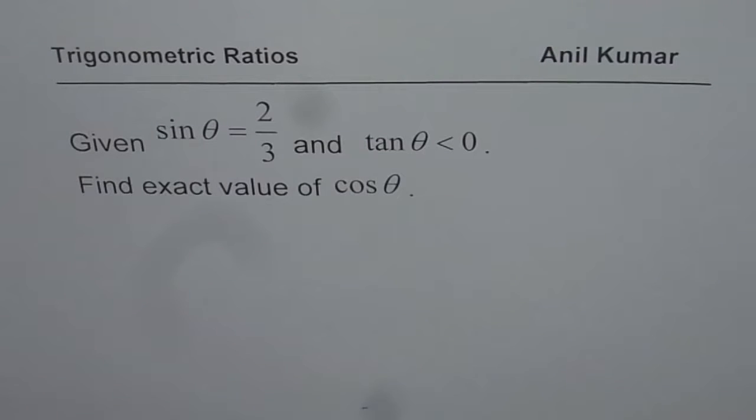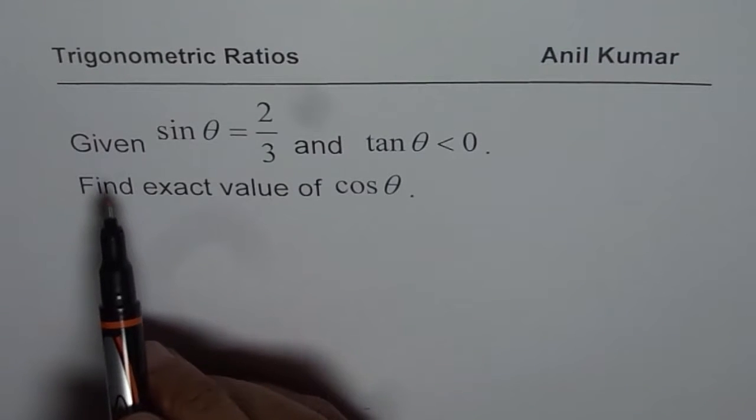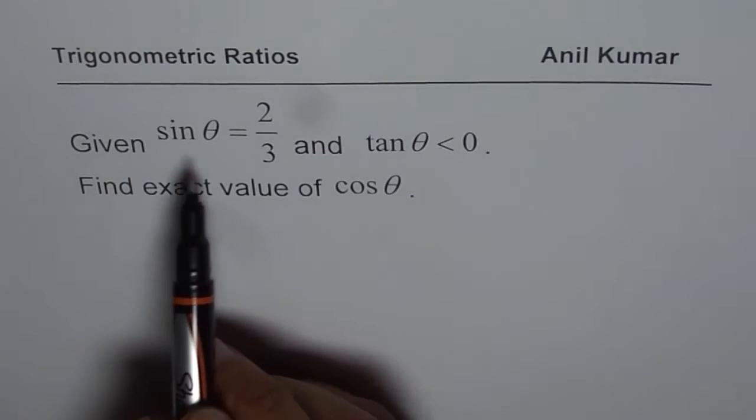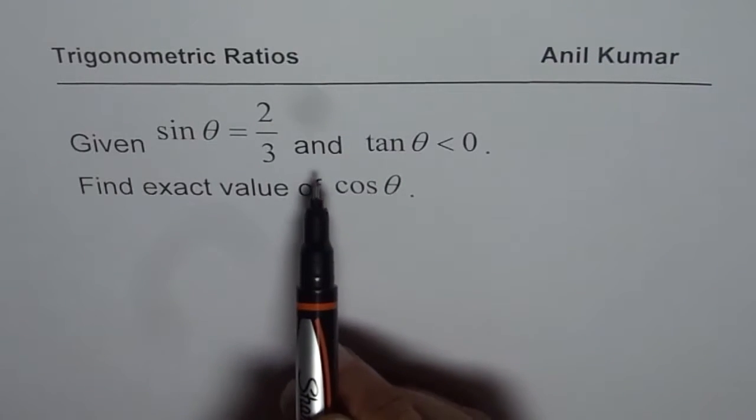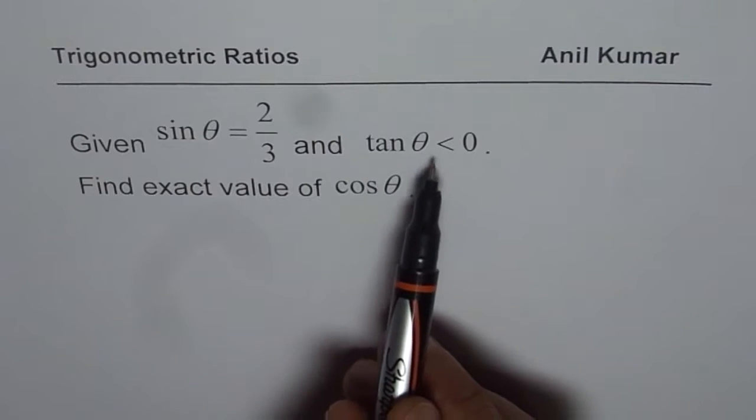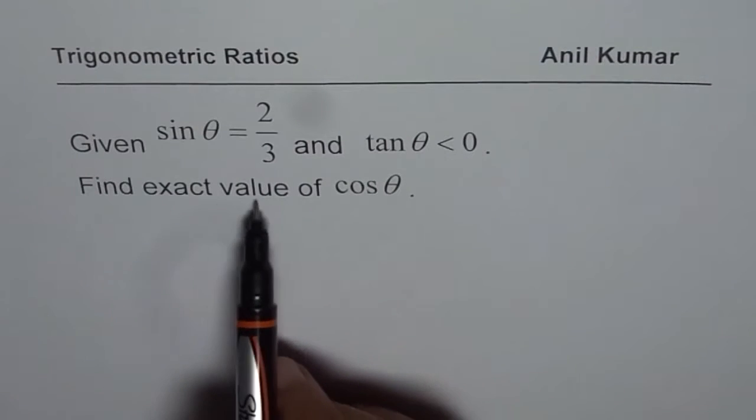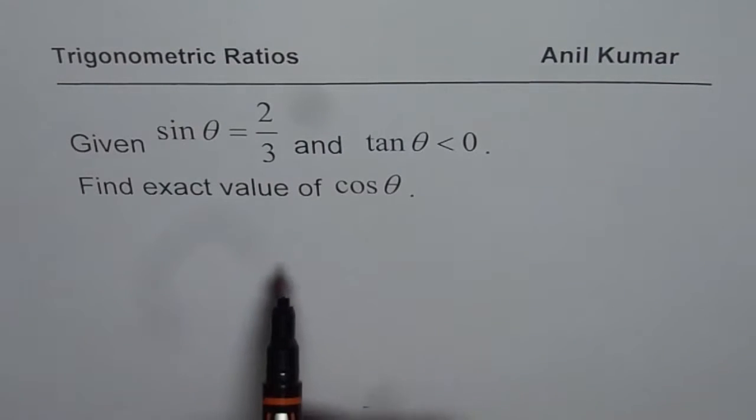I'm Anil Kumar, and in this video I will give you the approach which you should adopt to solve trigonometric ratios. We are given the question here: given sine theta equals 2 over 3 and tan theta less than 0, find the exact value of cosine theta.